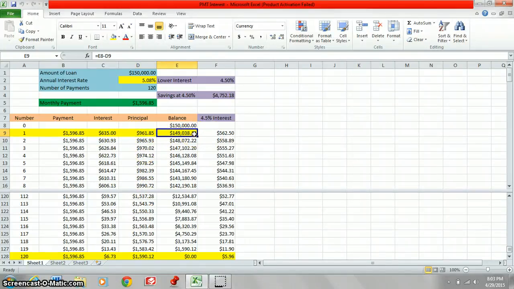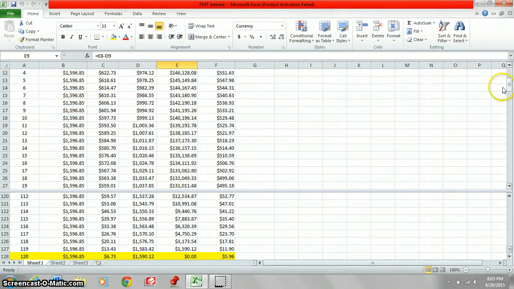And your balance is going to deduct every time you pay. So this is just found by doing E8, which is your $150,000 loan, minus D9, which is your principal. So pretty easy. And then once you do all these, you just fill it in all the way down, and then you can see your numbers will change as you're paying off the loan.